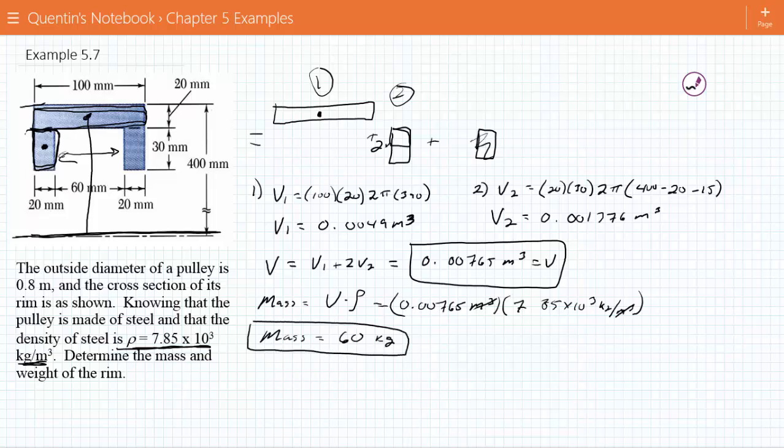And then what is the weight? Well, weight is simply mass times gravity. So when you multiply that by 9.81, you get 589 newtons. There you go. That's the use of the theorem of Pappus-Guldinus.